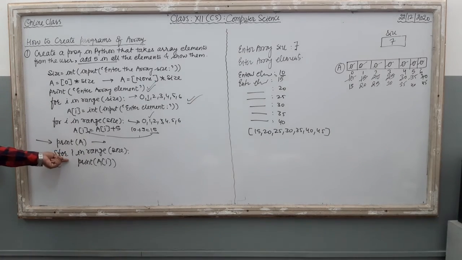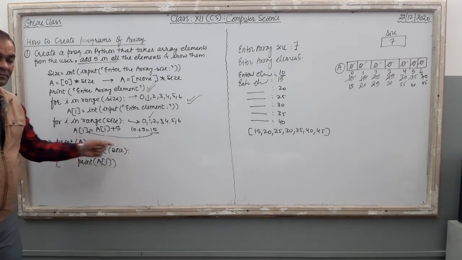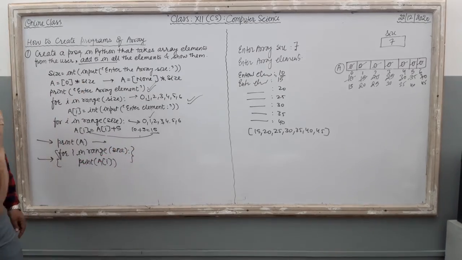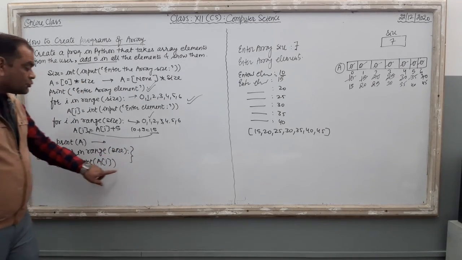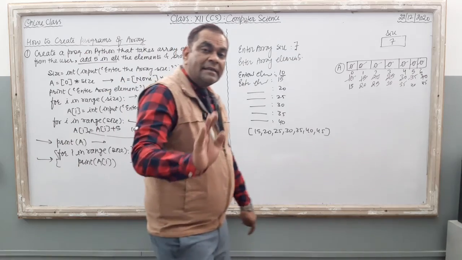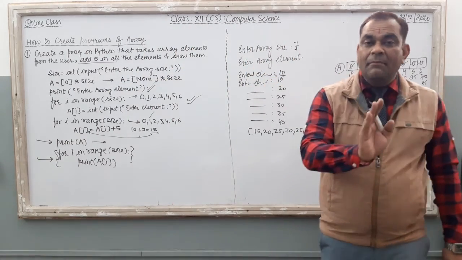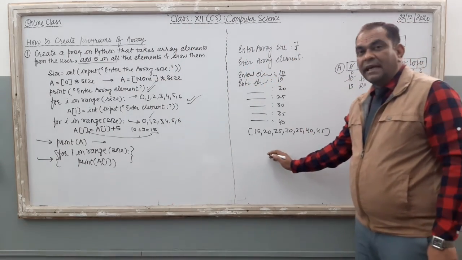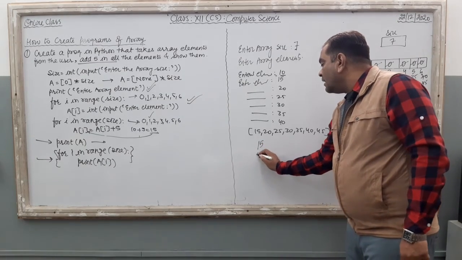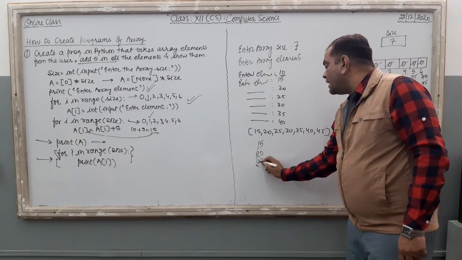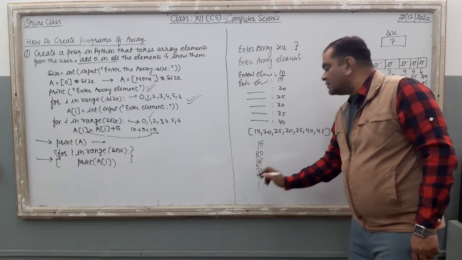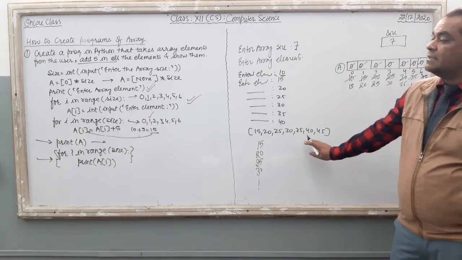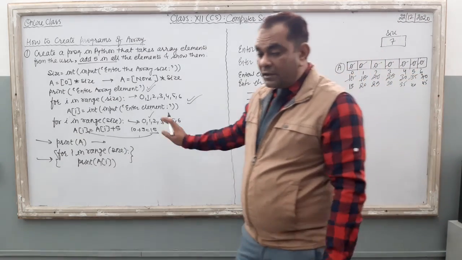Clear? Now the next one, for i in range size. If you execute this for loop, then the computer is going to show each and every array element one by one. Now just see here, it is 15, then 20, then 25, 30 like this one. So it is your very first program for this array creation.